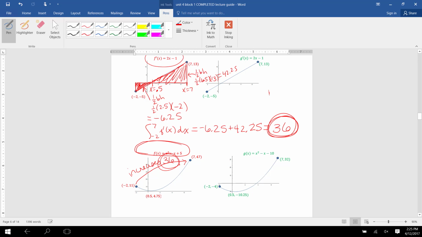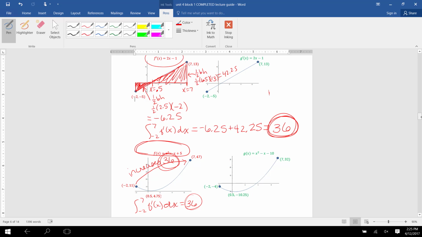So the graphical representation on the graph of f of x is the accumulated change that occurs in the function over that time period. So again, we can see the integral from -2 to 7 f prime of x dx equals 36. It's telling us the area between the x-axis and the rate function, where area below the x-axis is counted negative. It's telling us the accumulated change in f of x on that interval.